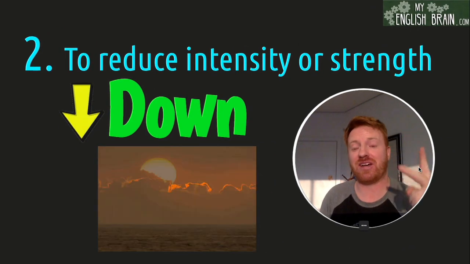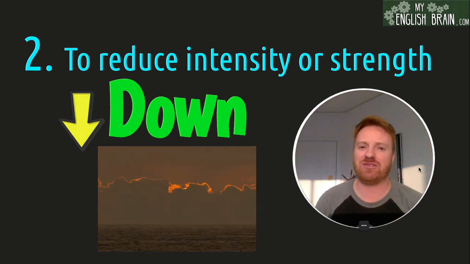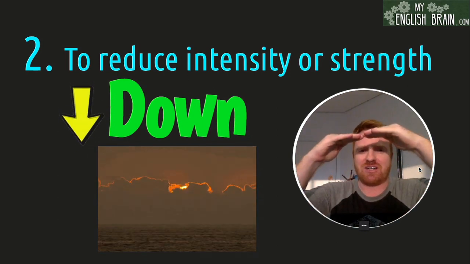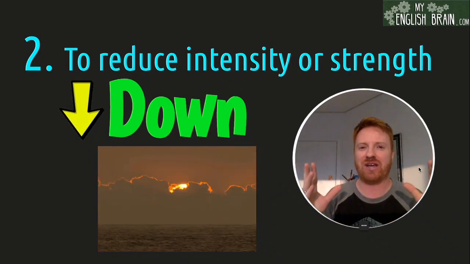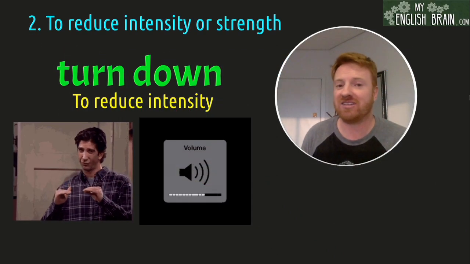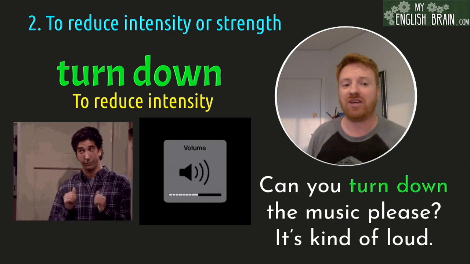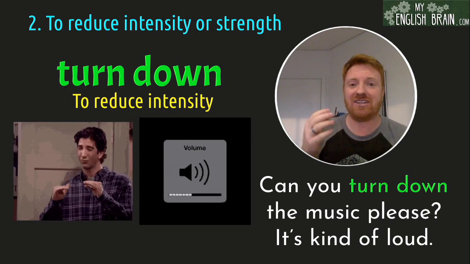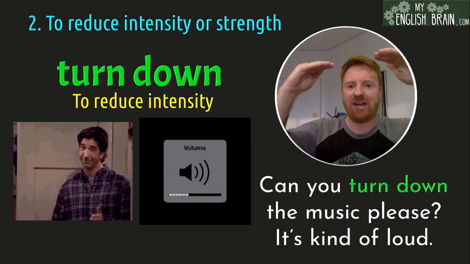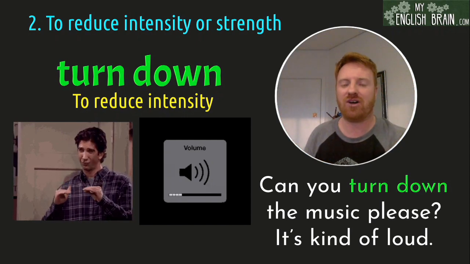The second reason that we use down is to talk about reducing the intensity or reducing the strength of something. You can think about when the sun goes down, that it loses its intensity and it loses its strength. Now, we can see this idea of losing intensity when we use the phrasal verb turn down. Turn down. For example, can you turn down the music, please? It's kind of loud. Again, the idea is that the music is at a high level, and I want to bring down or turn down the intensity of the volume.